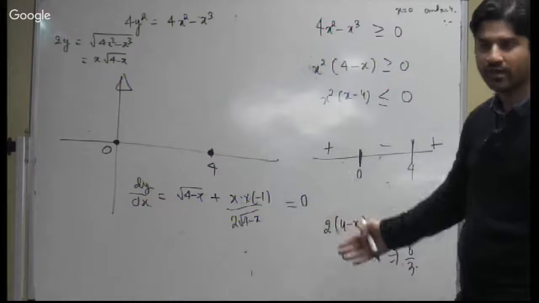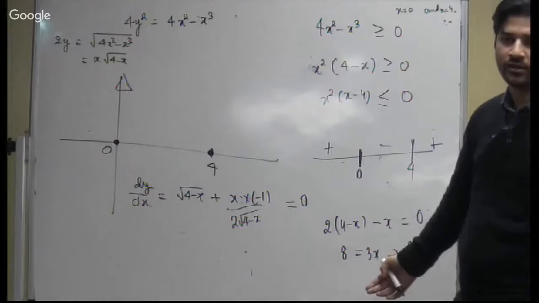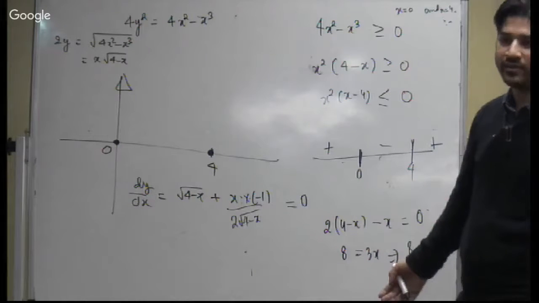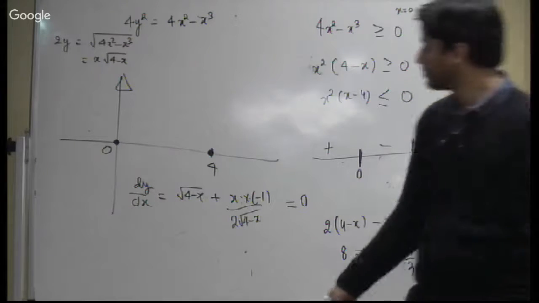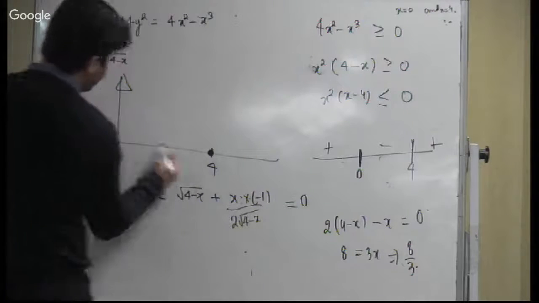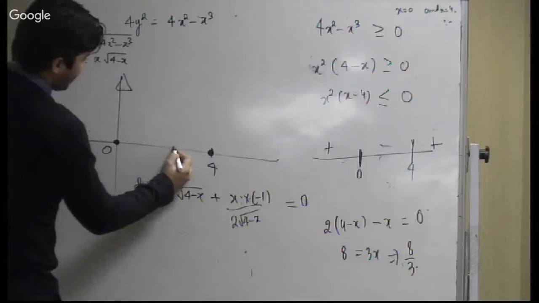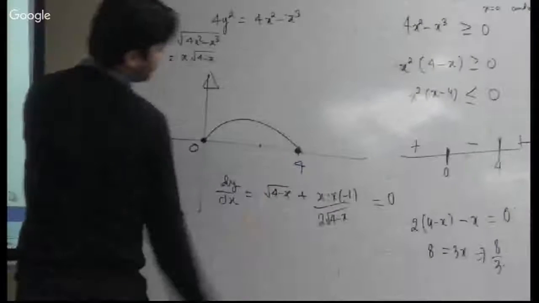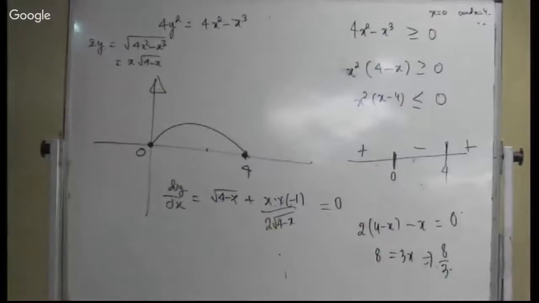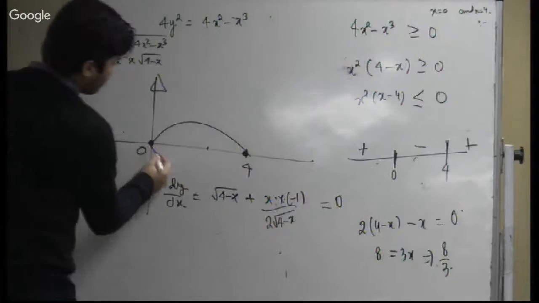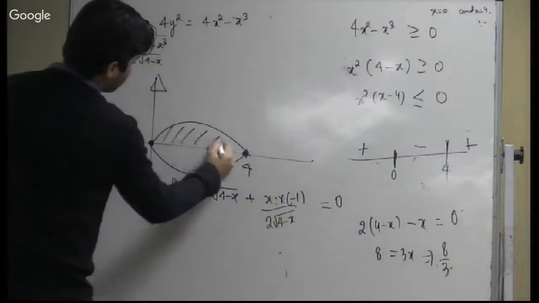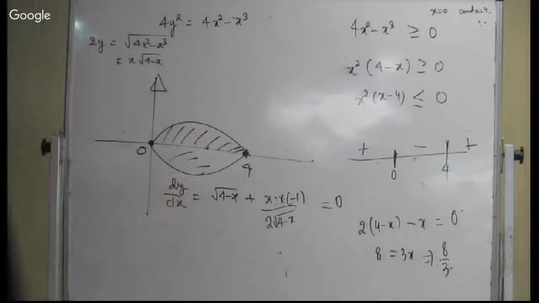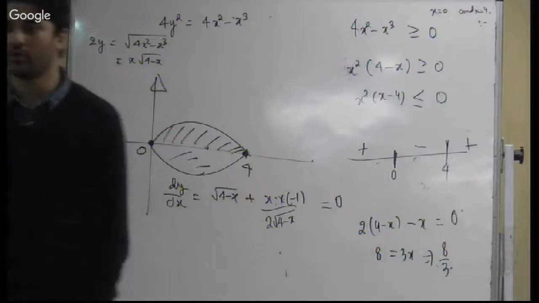You want to check it? Check it. How to check it? The double derivative. Double derivative turns out to be negative. So 8 by 3 will be somewhere here. So it will be something like this, right? So this is the graph, and you know how to find it.